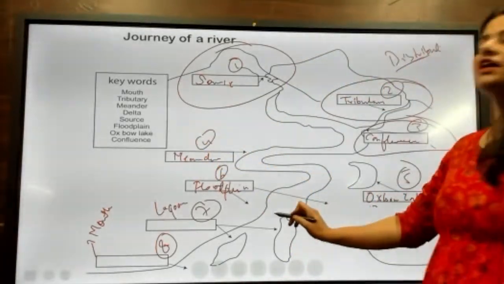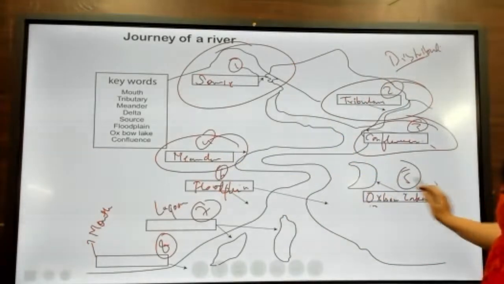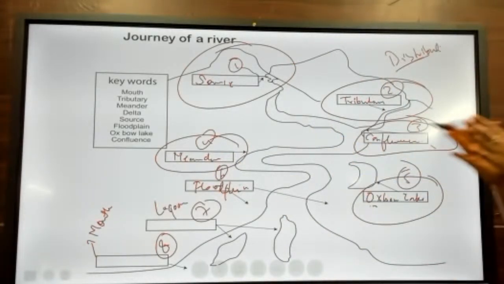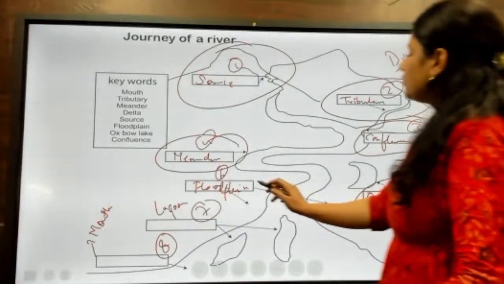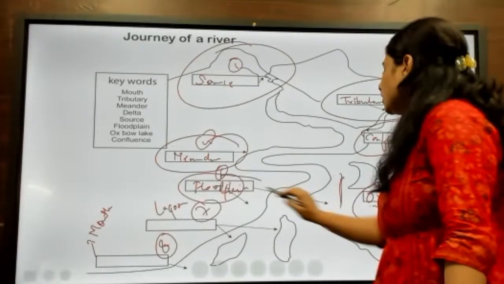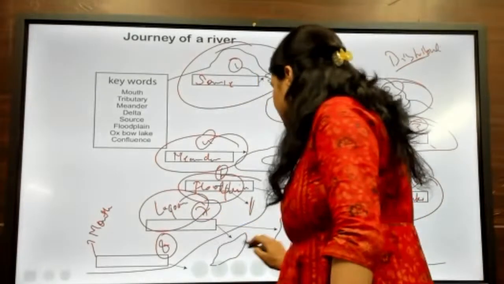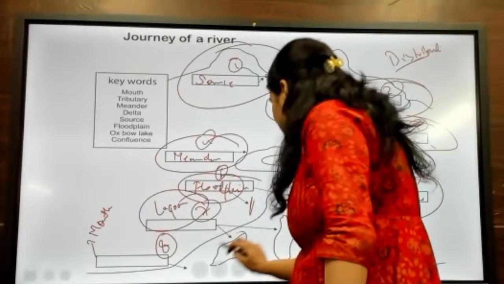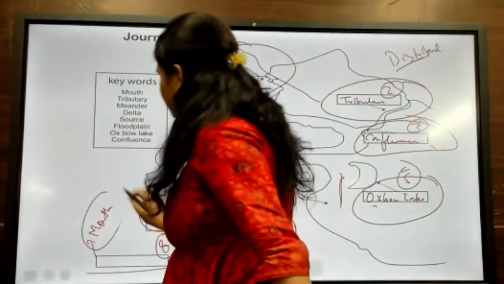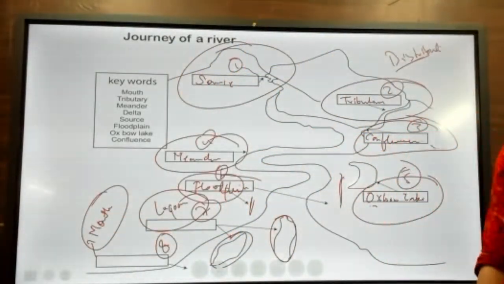Meander is the curve of the river, the bending of the river. Oxbow lake: when these curves are detached from the main river, they are called oxbow lakes. Floodplains are the areas of the river, how broad that river can go. Lagoons are these small patches, sometimes filled with backwater also, right? And this is the mouth. The mouth can be an estuary as well as a delta.